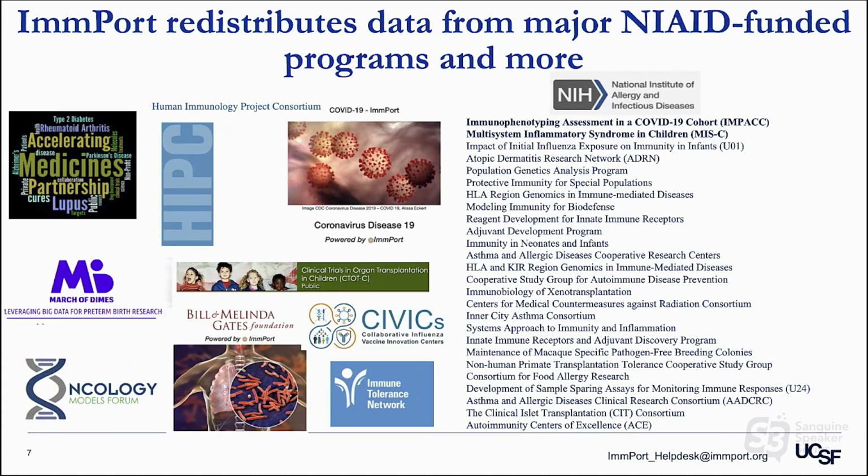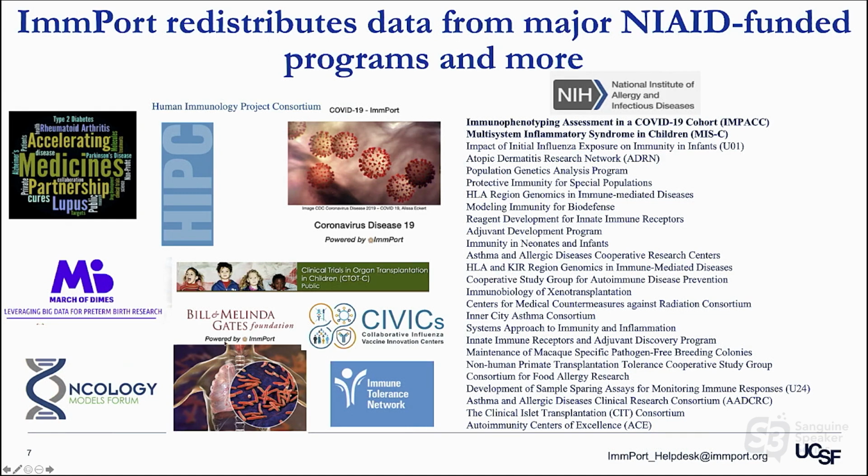I have highlighted a few on the left-hand side with the logos, like the Human Immunology Project Consortium. They're a big data contributor. Through this program, well-characterized human cohorts are studied using a variety of modern analytical tools like transcriptional, cytokine, proteomic assays, multi-parameter phenotyping of the leukocyte subsets, and assessment of the functional status of leukocytes.